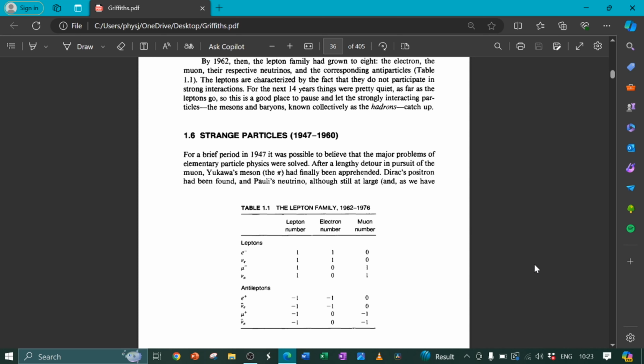Antileptons. Positron: lepton number -1, electron number -1, muon number 0. Electron antineutrino: lepton number -1, electron number -1, muon number 0. Antimuon: lepton number -1, electron number 0, muon number -1. Muon antineutrino: lepton number -1, electron number 0, muon number -1.